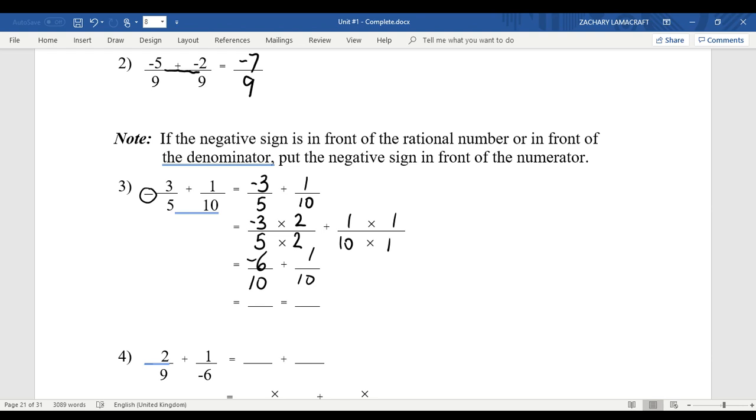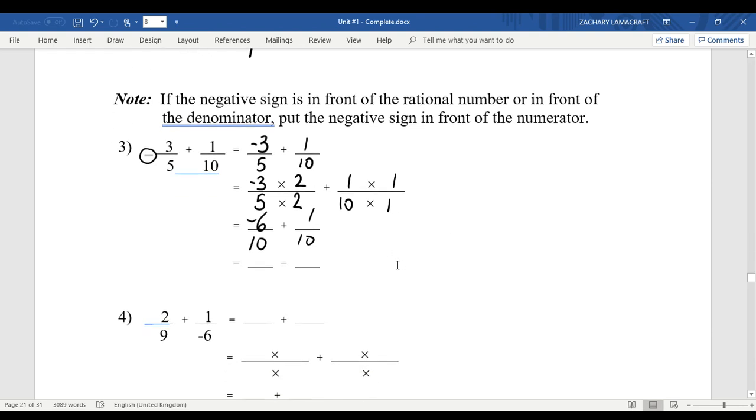So that step was kind of unnecessary, but it just goes to show you that sometimes we're going to have to multiply both numbers, okay? And you'll find that out in our next example. Now that we have the same denominators, we can just do our addition across. So negative 6 plus 1 would be negative 5 over 10.